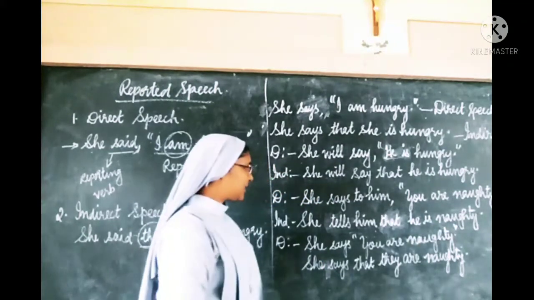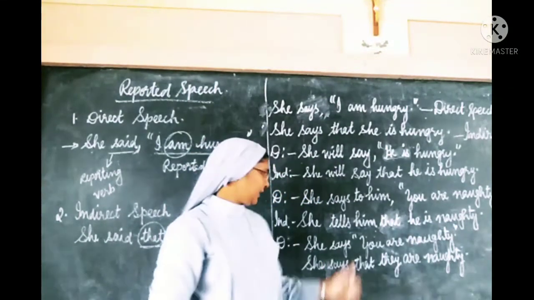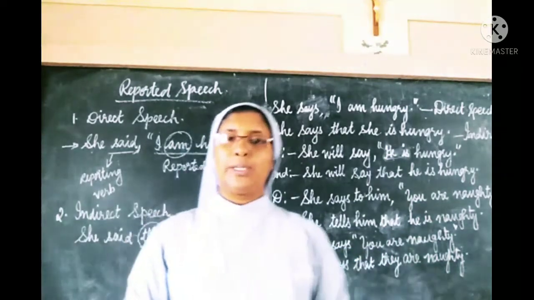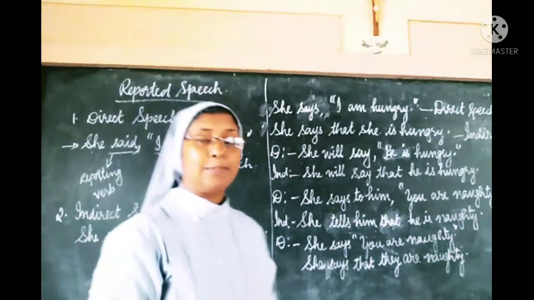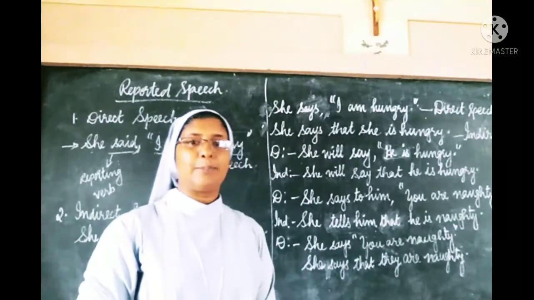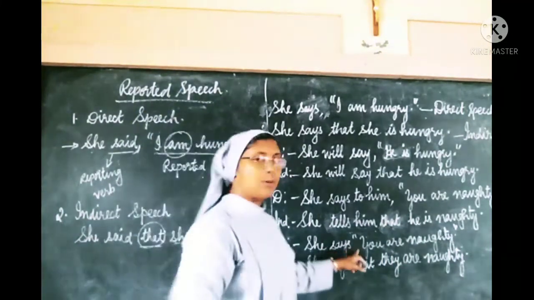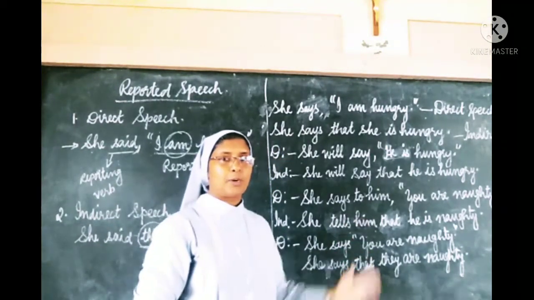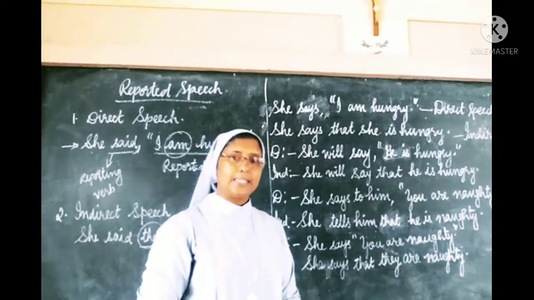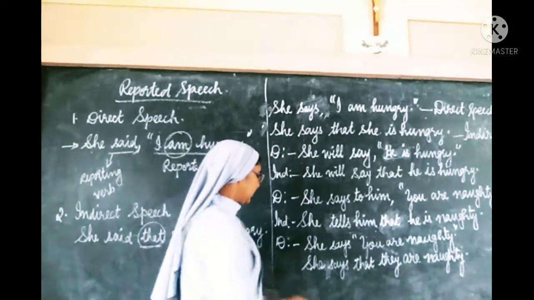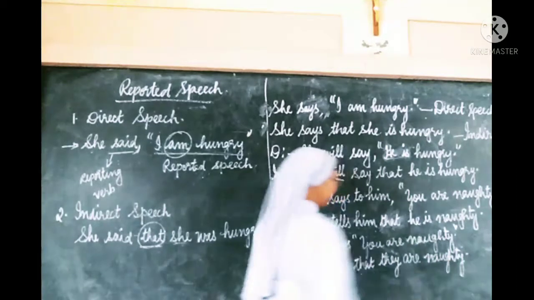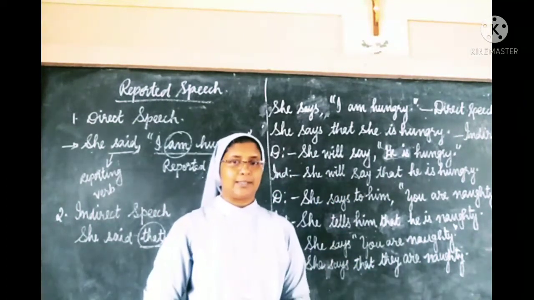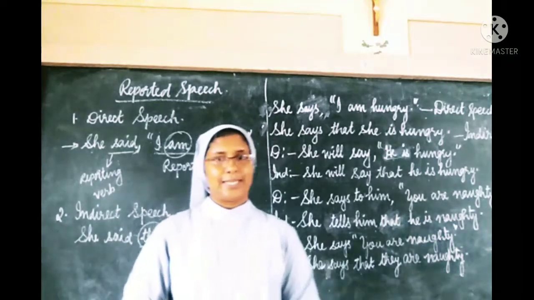Next one, she says, you are naughty. Here we do not have an object and we have you there. You is the second person and second person changes according to the object of the reporting verb, but we do not have an object there. Then you can write any pronoun there, but it should be third person. She says that they are naughty. She says that you are naughty also you can write there. Alright, you can write the same thing there, no problem.